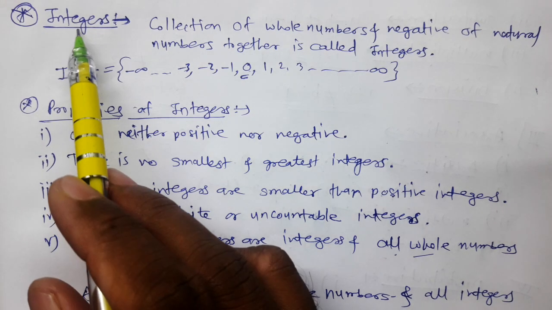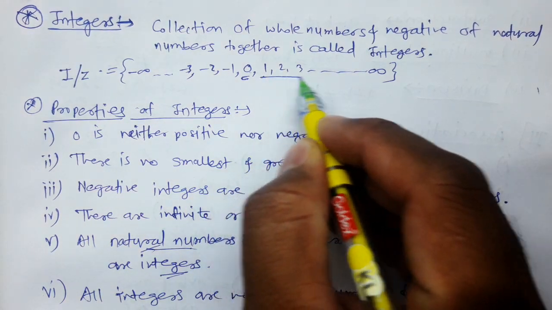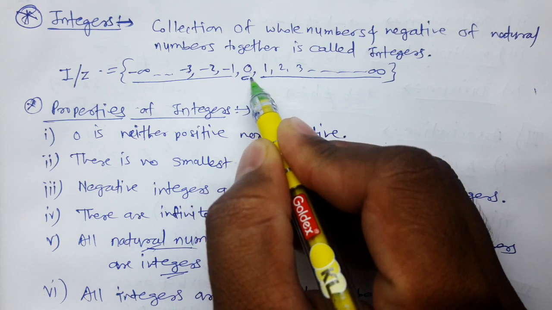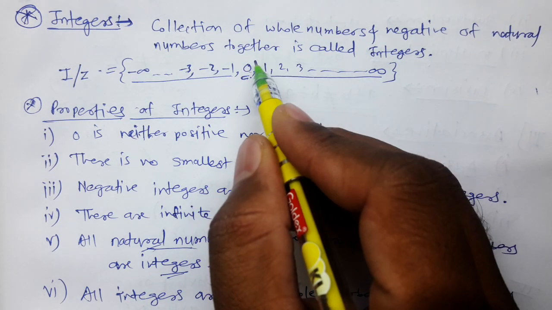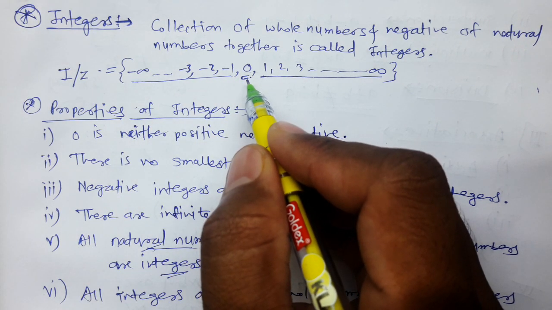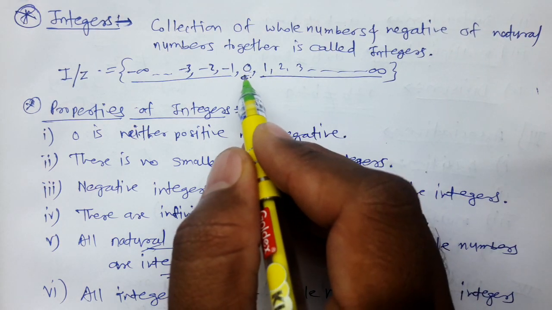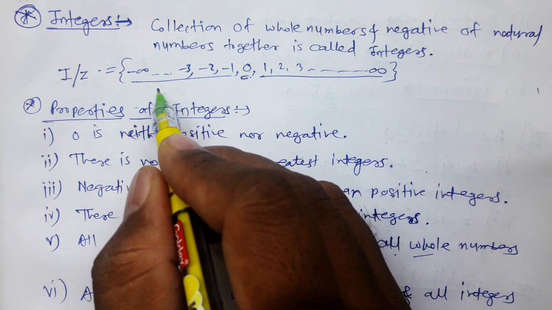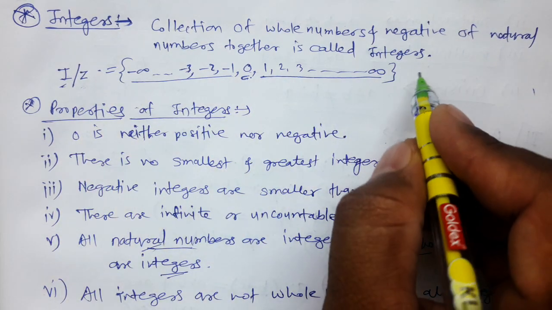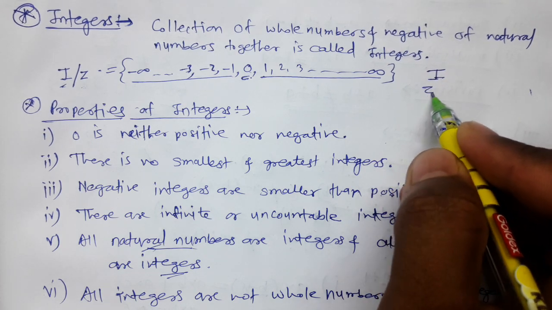So let us start. What are integers? Integers are the combination of all natural numbers, negative natural numbers and zero. Or we can say that all whole numbers and negative of whole numbers. Zero is neither negative nor positive. Positive numbers are right of zero and negative integers are left of zero. The symbol of integers is capital I or capital Z. Both symbols are used to represent integers.